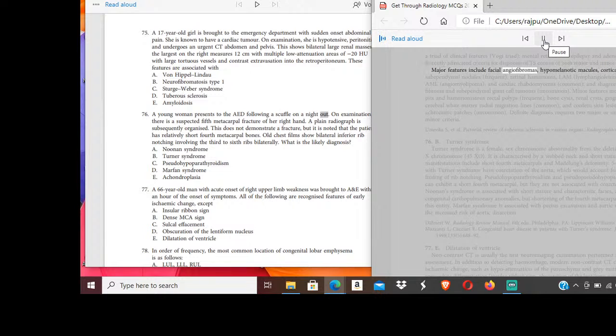Major features include facial angiofibromas, hypomelanotic macules, cortical tubers and subependymal nodules, retinal hamartoma, lymphangioleiomyomatosis, renal AML, angiomyolipoma (frequent), and cardiac rhabdomyomas (common), and shagreen patches, ungual fibroma, and subependymal giant cell tumors (uncommon). Minor features include dental enamel pits and hamartomatous polyps (frequent), bone cysts, renal cysts, gingival fibromas and cerebral white matter radial migration lines (common), and confetti skin lesions and retinal achromatic patches (uncommon). Definite diagnosis requires 2 major, or 1 major and 2 minor criteria.